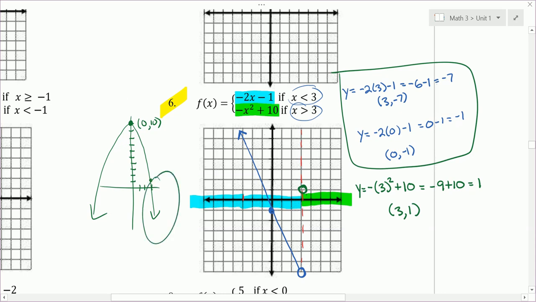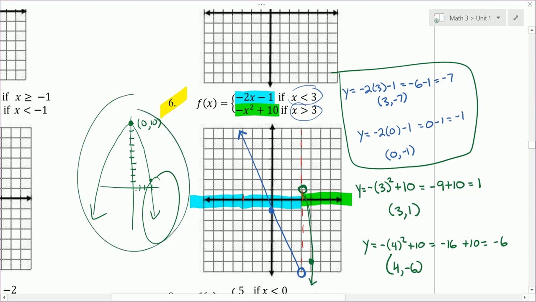So I'm just going to find a point to the right. I'll plug in a 4. I get negative 16 plus 10, which is negative 6. So (4, negative 6) is a point here. Right there. And so this thing is curved. It's not a straight line because you see the piece of the picture that we have here. And that's our piecewise function. So the two pieces together make that one function.